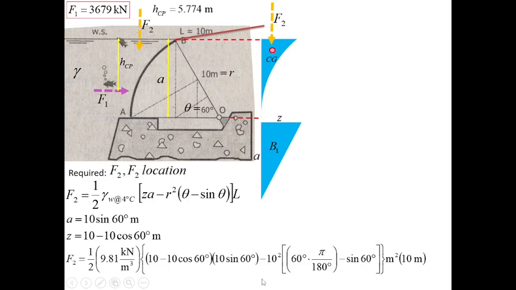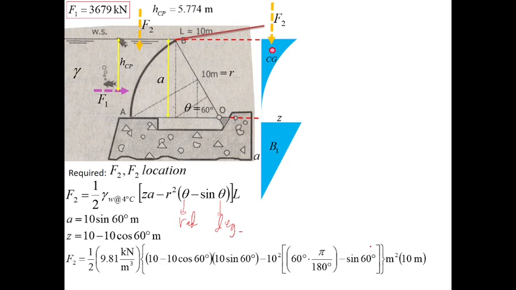Ang radius natin ay 10 meters, so minus 10 squared. Theta natin is 60 degrees. Take note: ito dapat ay naka-radian, ito ay naka-degree. Kung naka-radian yan, i-multiply mo yung 60 degrees ng pi over 180 degrees para maging radian siya. Tapos itong theta remain as degree, provided naka-mode degree ang calculator natin.